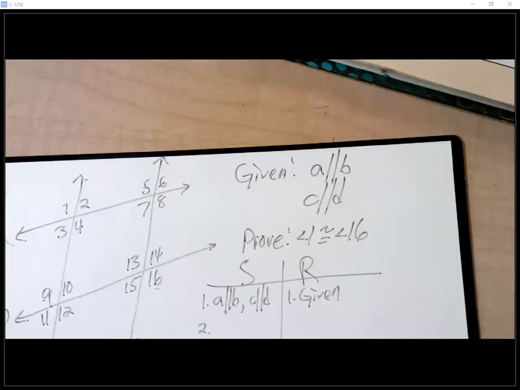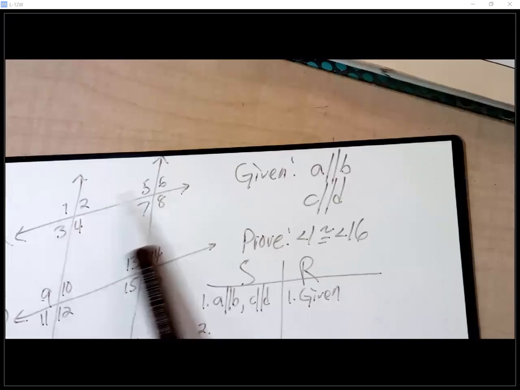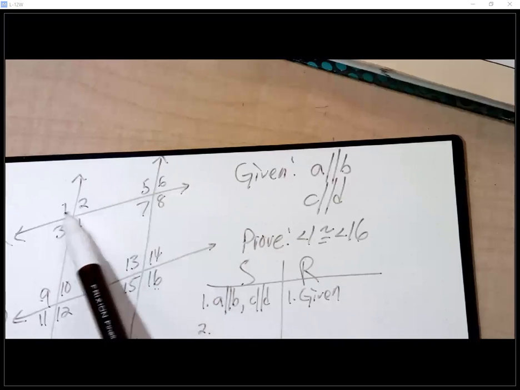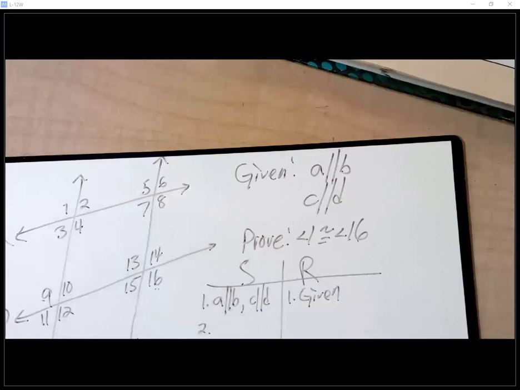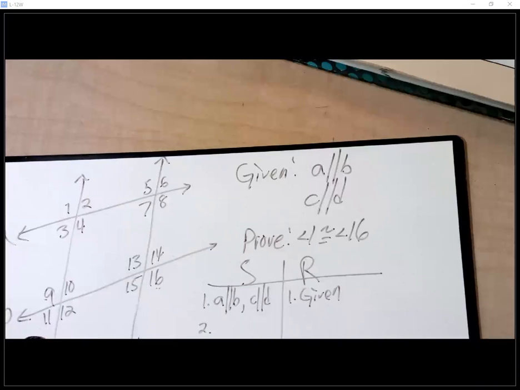And you didn't have to go that route. You could have done the same thing, but kind of jumped over here. You could have said 1 and 5 are corresponding, and then 5 and 16 are same side exterior. So you could have used this set of angles instead of this set. Doesn't matter. You also didn't have to use corresponding. You could have done, this would be weird, but you could do it: 1 and 11 are supplementary because they're same side exteriors. 11 and 6 are also supplementary.